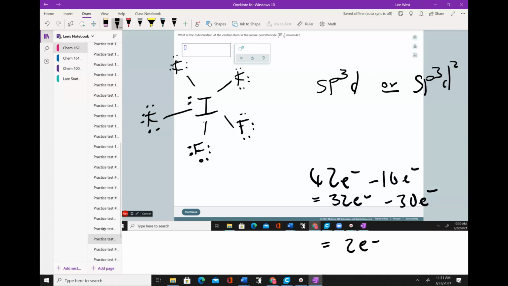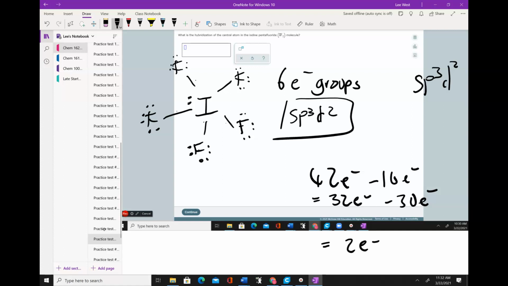So we know that this iodine, when I count up the electron groups around the center there, 1, 2, 3, 4, 5, 6 electron groups. So therefore, it's got to be sp3d2, right? sp3d2, because it's got to add up to 6. So 1 plus 3 is 4, plus another 2 gives me 6.